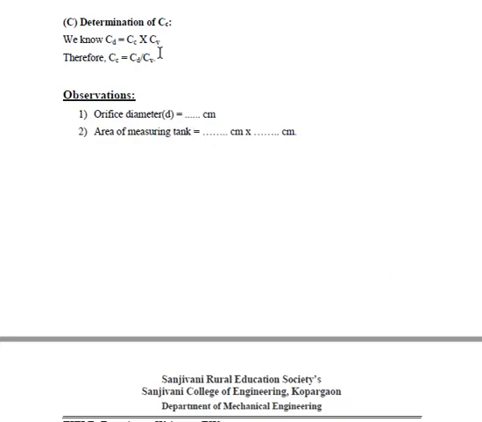Now here are some observations. Observations are as follows. The diameter of the orifice in centimeters, it is 2 centimeters. Yes, that is 20 mm. So the area of the measuring tank you can find out, that is L into B.